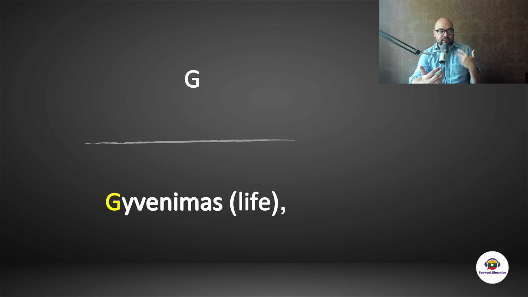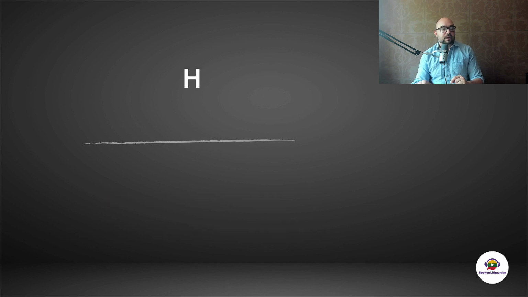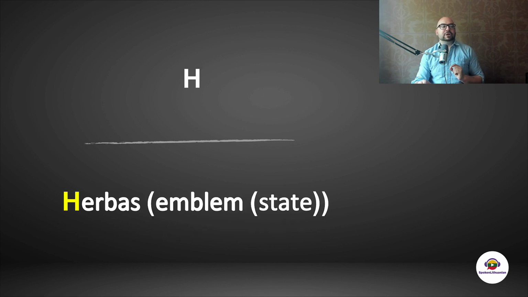Like gyvenimas, life, or gražus, if it's masculine, and graži if it's feminine. Graži, beautiful, right? Now we have H, and it's not a very often used sound. We have the words with H, but we don't pronounce it as H. We say r, like herbas. I'm growling at you. Herbas.